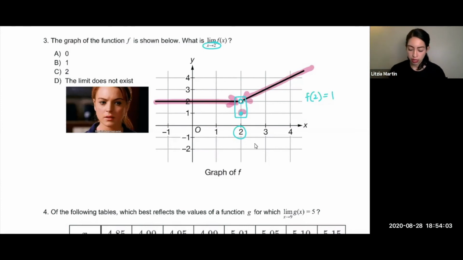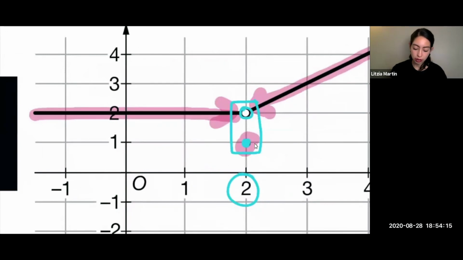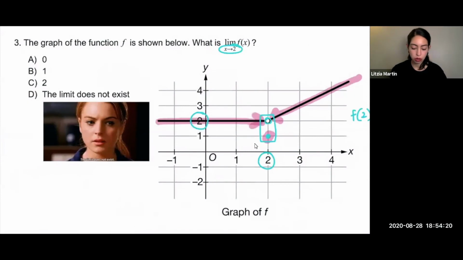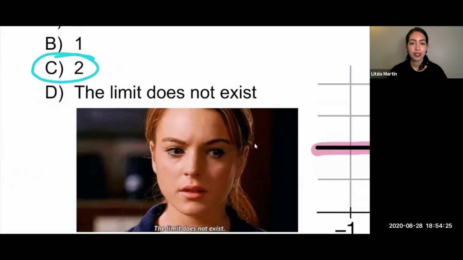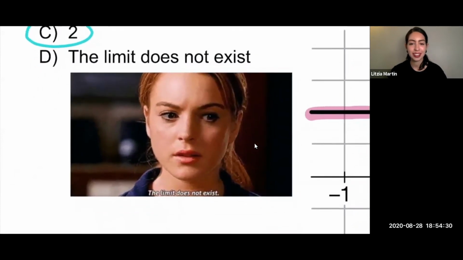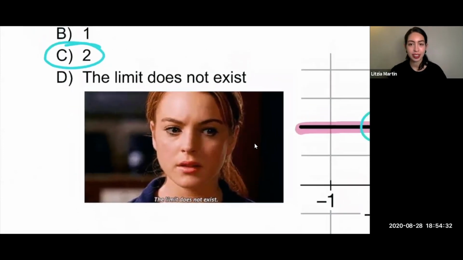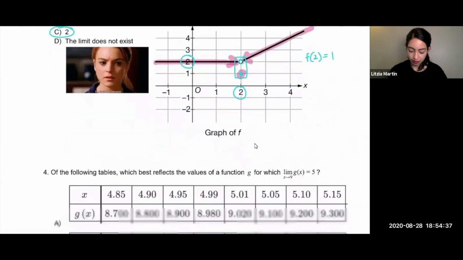So this point down here is actually disconnected from the limit. We're actually trying to follow the pattern of the graph. And so the graph is leading us to a y value of 2. So the limit as x approaches 2 of f of x is actually 2. You see our little Mean Girls meme here. We're going to see some examples where the limit does not exist very soon, but that is not the answer today.